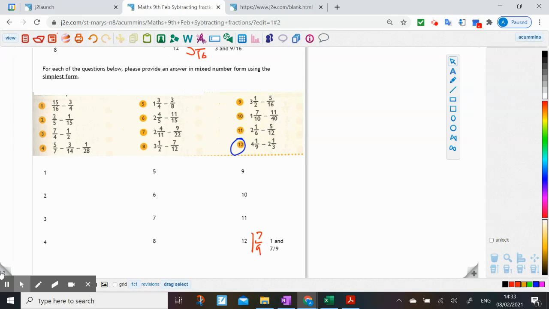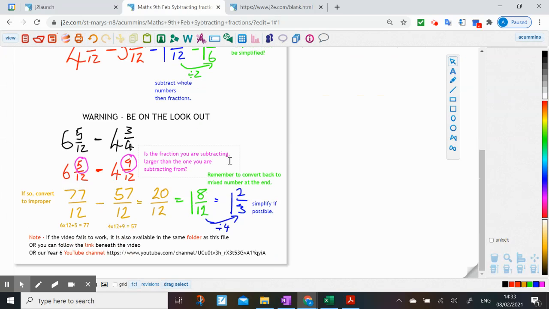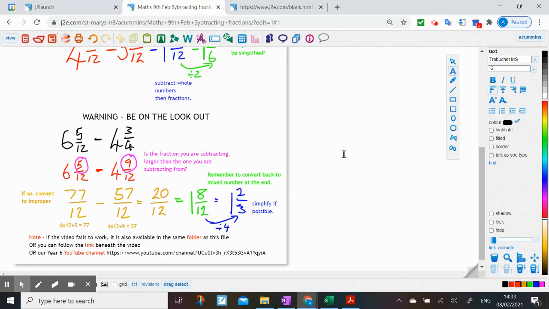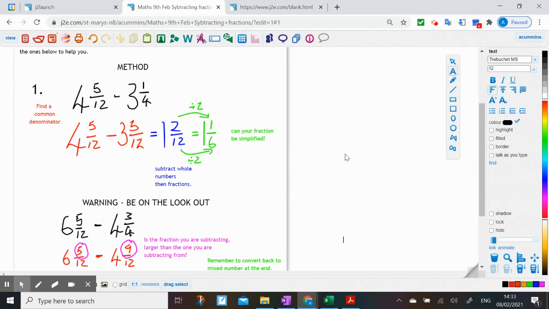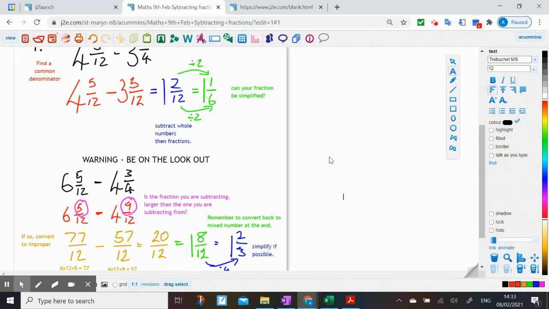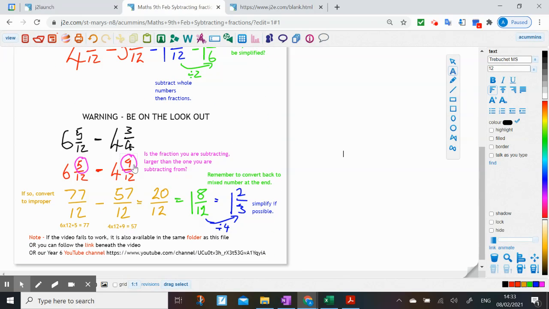There are a couple of the examples we've already been through here, trying to give you the steps of how to work it out, being on the lookout for simplifying, being on the lookout for when the fraction you're subtracting is larger than the one you're subtracting from.